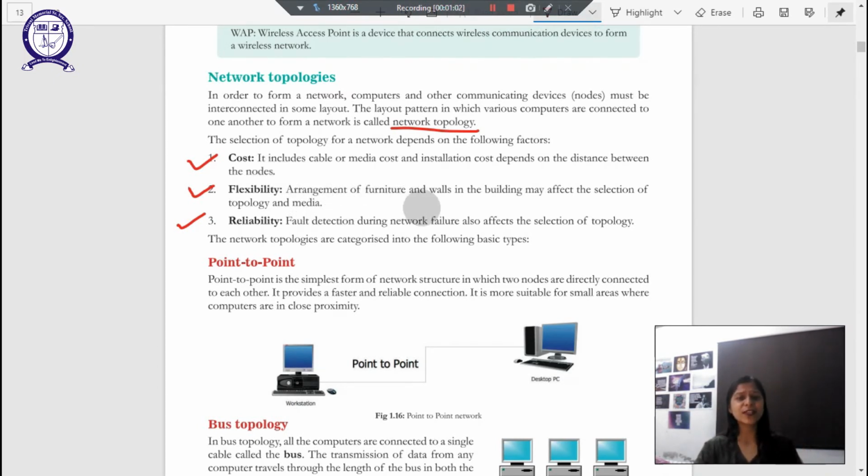Then we'll see about flexibility. So arrangement of furniture and walls in a building affects the selection of topology and media. Yes, exactly. So how our computers are placed, where there's a wall, and so on and so forth. These things will affect the kind of wires, the way we will connect our systems. Reliability. Fault detection during network failure also affects the selection of topology. So of course faults can happen, so fault detection is also a key factor which will be responsible for our choice of the network topology.